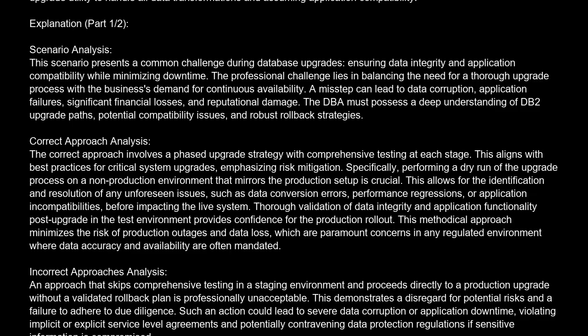Correct answer is C. Perform the upgrade directly on the production server during a scheduled maintenance window, relying on the DB2 upgrade utility to handle all data transformations and assuming application compatibility.